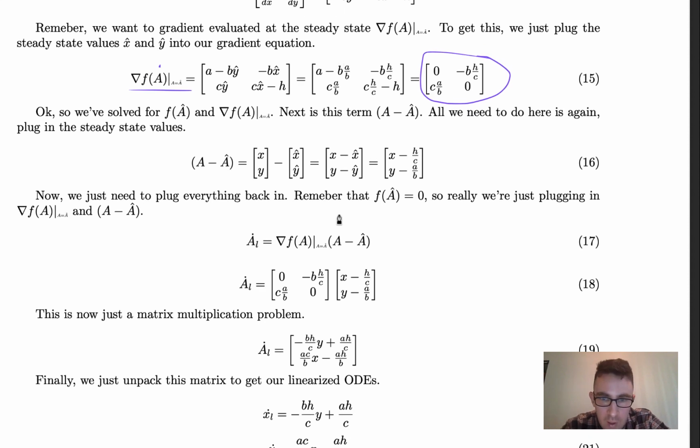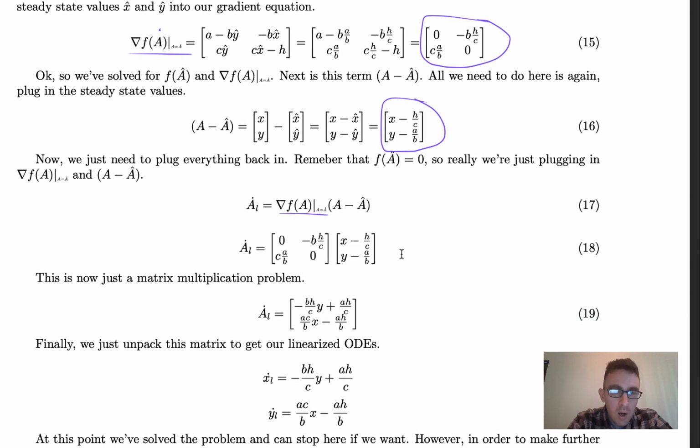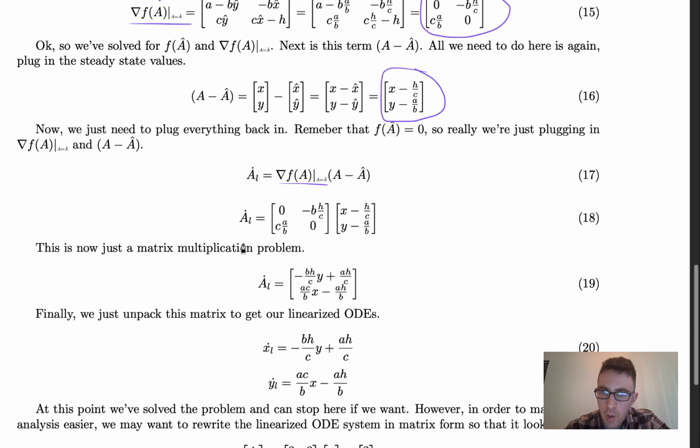Okay, so after plugging everything in, we just plug in this matrix we found for our gradient evaluated at the equilibrium point. That's just going to be this 2x2 matrix here. And then for this term here, we're just plugging in this one column, 2 row matrix that we just found here. Okay, so just to remind you guys, this term A sub L dot, this is just what I'm writing to describe the linearized system of ODEs that we're trying to solve for.